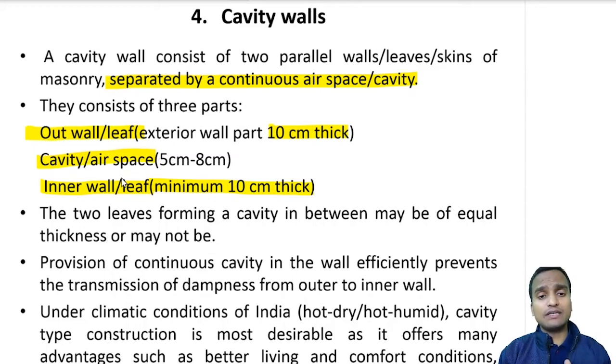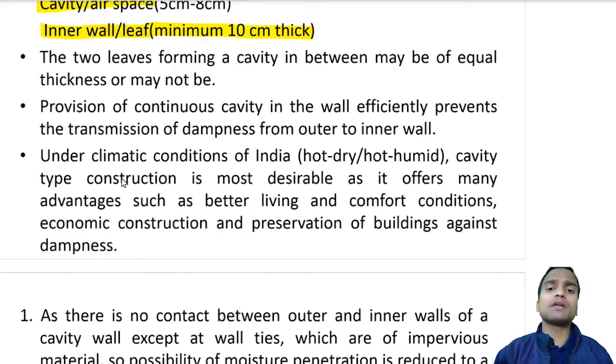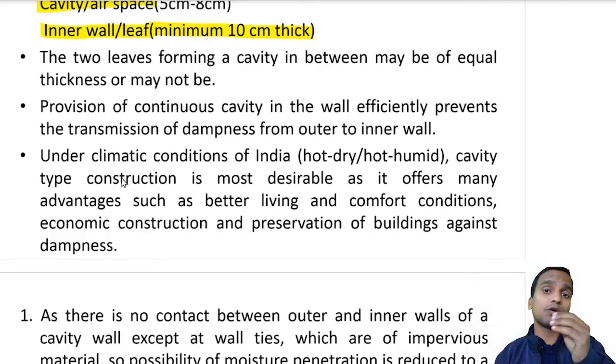So these two leaves forming a cavity in between may be of equal thickness or may not be, and provision of continuous cavity in the wall efficiently prevents the transmission of dampness from outer to inner wall. Under different humid conditions the moisture will try to come from the outer wall to the inner wall, but there is a cavity, so maybe the outer wall may be affected, but the inner wall is separated from the outer wall by the cavity. So our inner wall, or the inside environment of the home, will remain really sanitary.